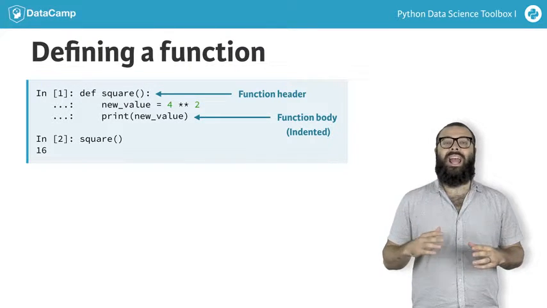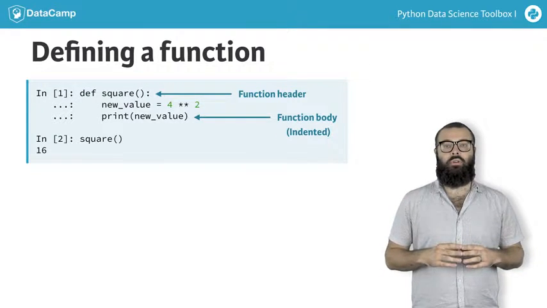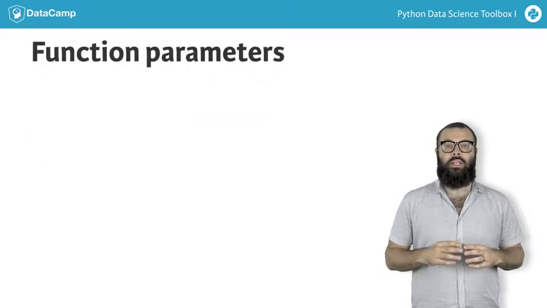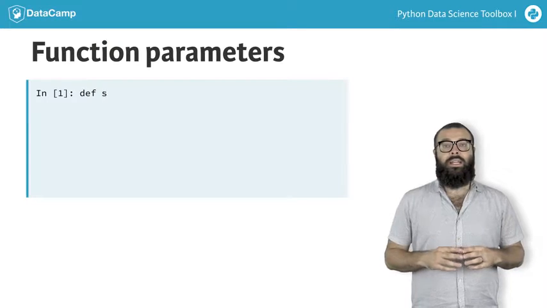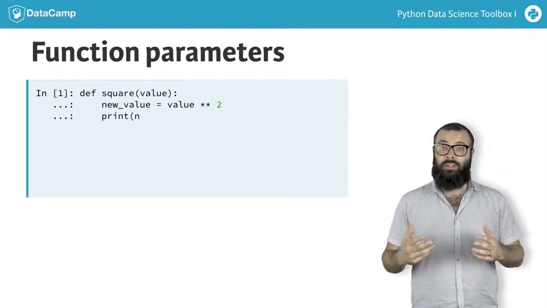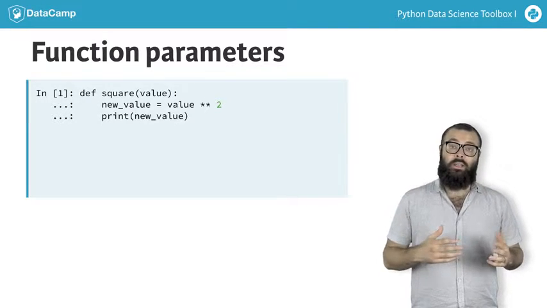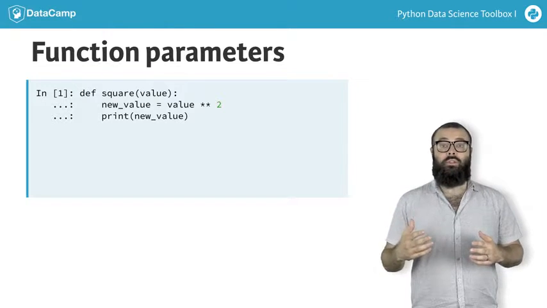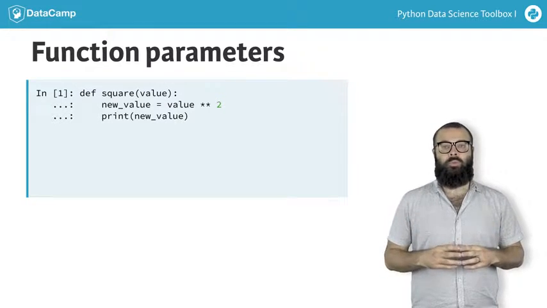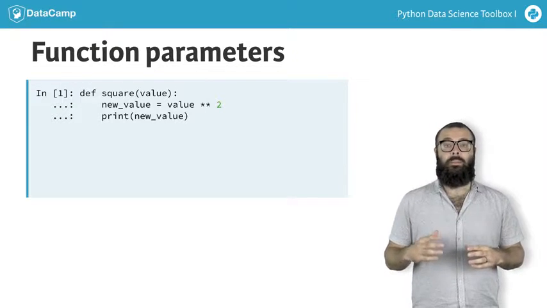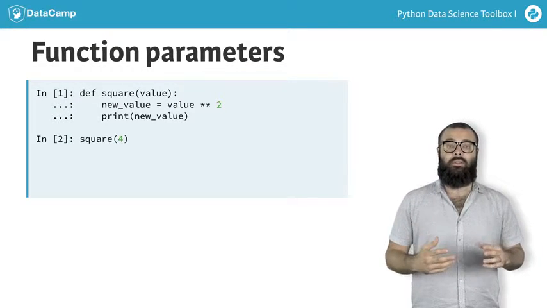What if you wanted to square any other number besides 4 though? To add that functionality, you add a parameter to the function definition in between the parentheses. Here you see that we've added a parameter value, and in the new function body, the new variable, new_value, takes the square of value, which is then printed out. We can now square any number that we pass to the function square as an argument.